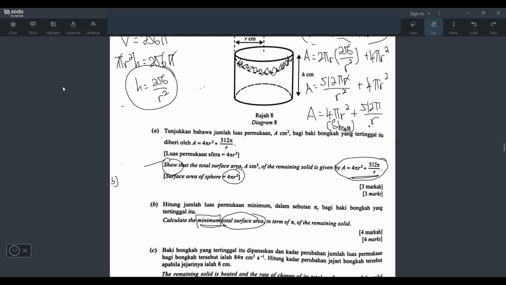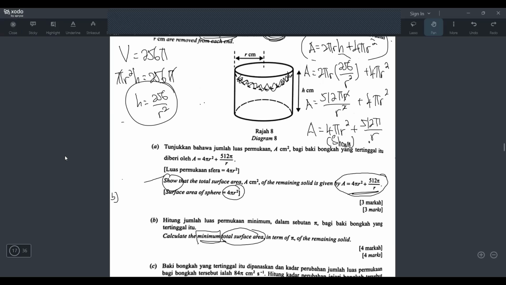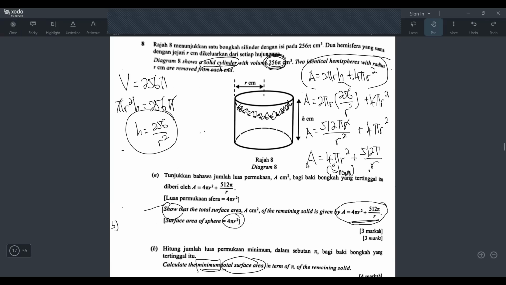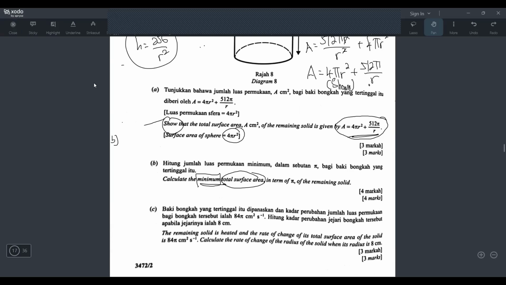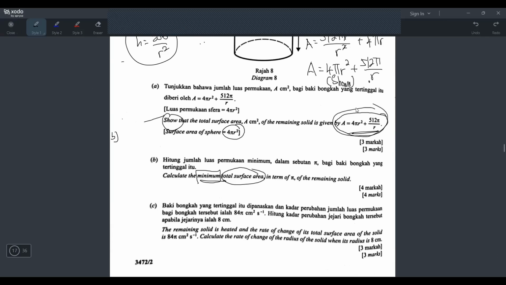But when you differentiate, you have to make sure the right side can only have one unknown. That is why you cannot take this one. You have to take this one. Or you can refer here. Yeah, it's the same thing, right? So I'm going to write it. A equals 4 pi r square plus 512 pi. The r you move up to become r power -1, because later when you differentiate, it cannot have r at the bottom.